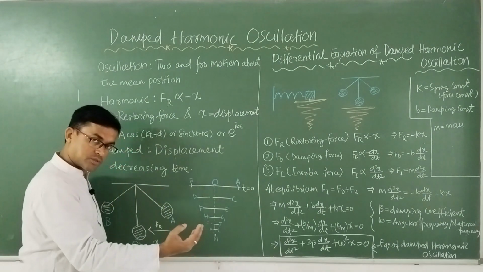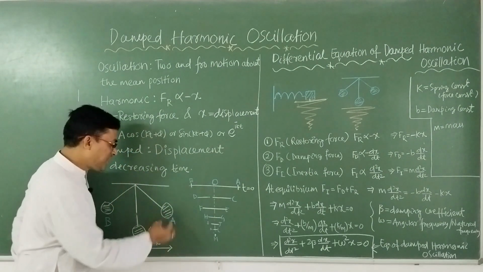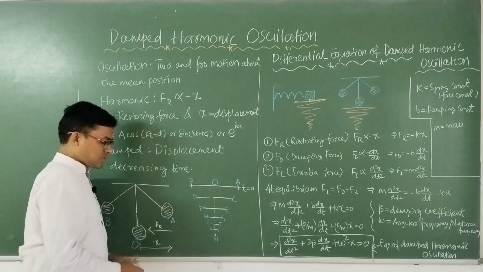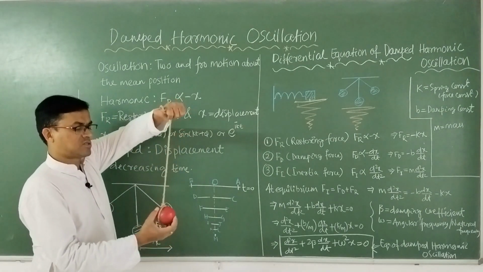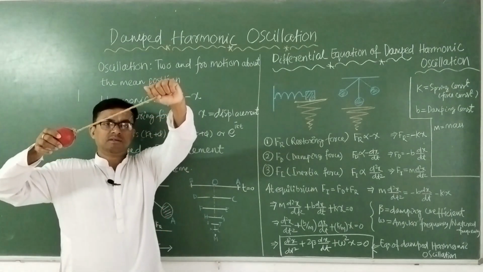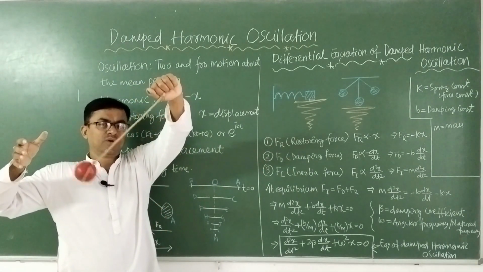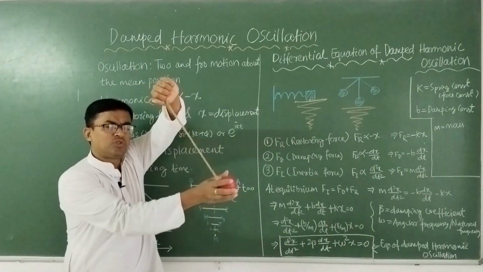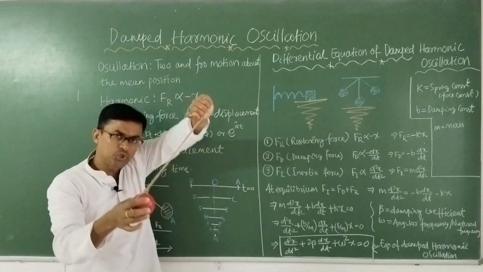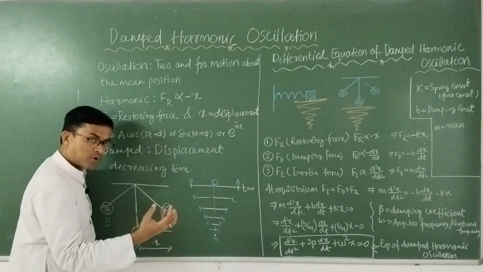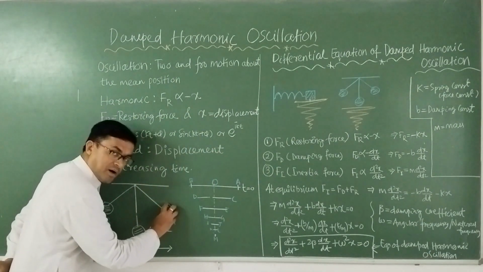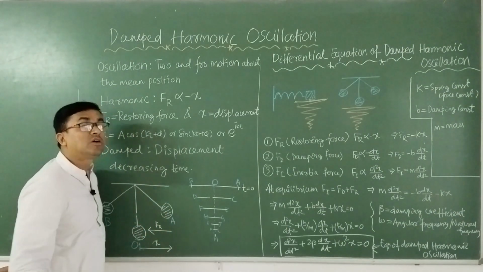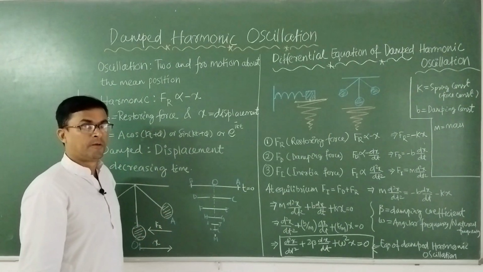And the force which tries to bring the mass towards the mean position, when we just start this body here and it will come to here and it will oscillate, that means there is some force which is bringing down this mass from this extreme position to the mean position. The force which brings down the mass from the extreme position towards the mean position is called the restoring force.